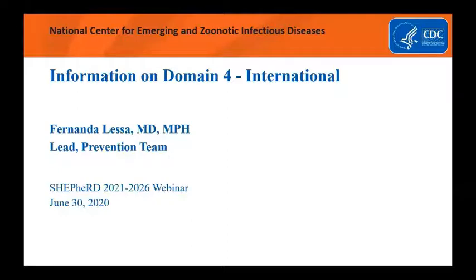My name is Fernanda Lessa, and I am the lead of the prevention team with the International Infection Control Program here at CDC. And I'm going to be providing an overview of domain 4. That's the international domain. That used to be domain 7. And as Karima said, for the new cycle it will be domain 4.